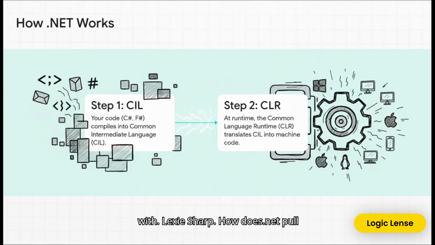Okay, but how does .NET pull off that cross-platform magic? This is super interesting. Your C# code doesn't get compiled straight into machine code. Nope. First, it gets turned into something called CIL, that's Common Intermediate Language. Then, when you actually run the app, an engine called the CLR grabs that CIL and translates it into the specific machine code for whatever device it's on. That two-step process, that's the secret sauce right there.